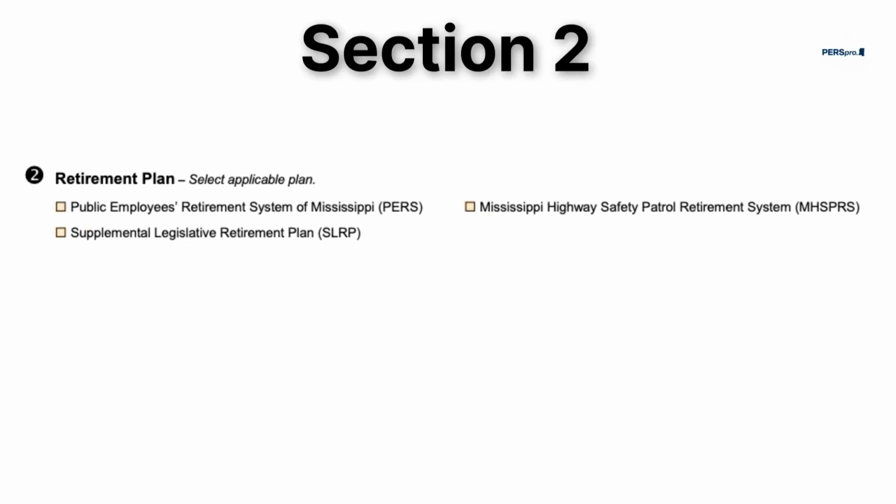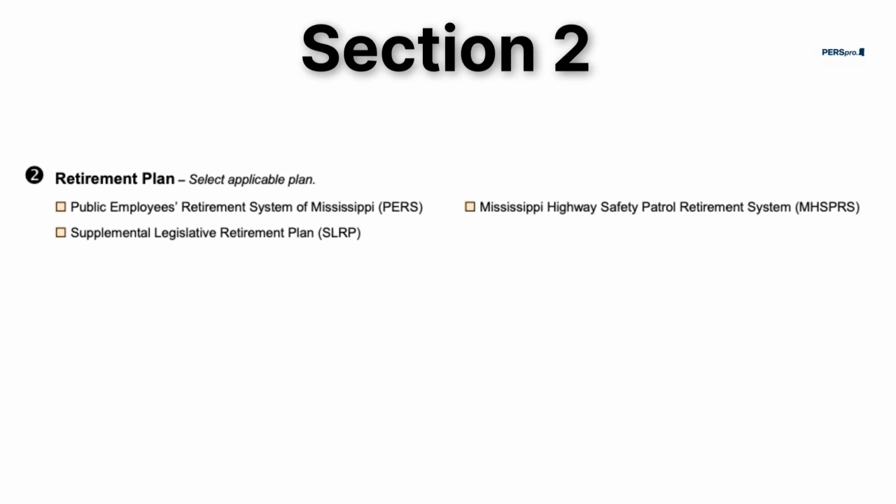Section 2, retirement plan, is brief and fairly straightforward for most. You must select the specific retirement plan administered by Mississippi PERS that you are retiring from. You will see 3 checkboxes. Public Employees Retirement System of Mississippi, or PERS. This covers the vast majority of state employees, public school teachers, university staff, and participating local government workers.